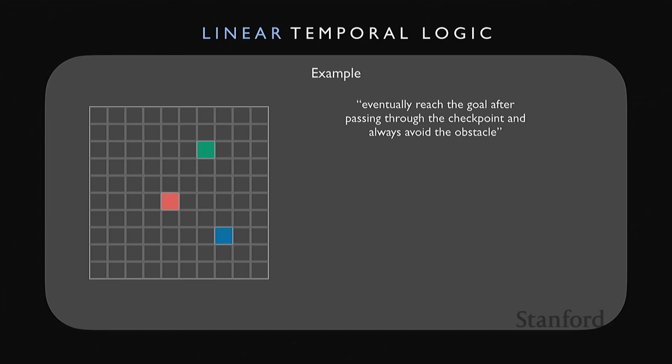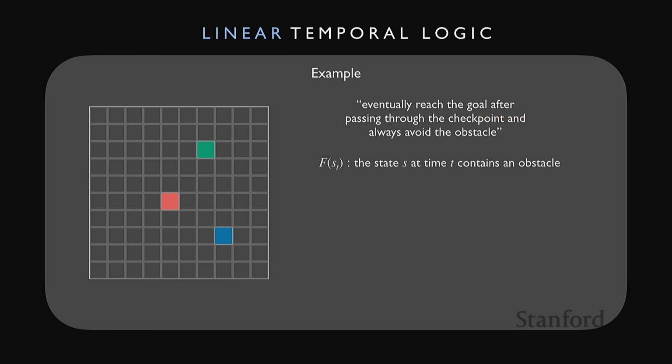Okay, awesome. So now let's do another example. We've added one more thing to our grid world, which is this blue square. And we're going to say this is a checkpoint that the agent needs to go to. So our new specification is eventually reach the goal after passing through the checkpoint and always avoid the obstacle.